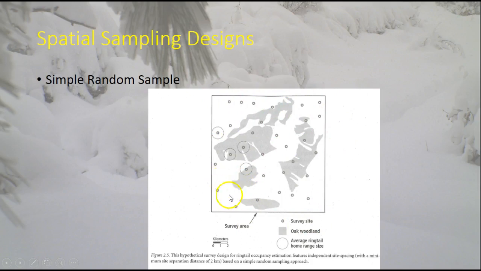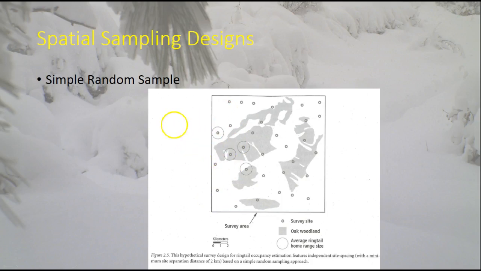So if I biased it and said I only want to put them down here, but all the cats live up here, I might miss them. So the idea is a random sample is every area in here, and all the cats in there have an equal chance of being caught on camera.